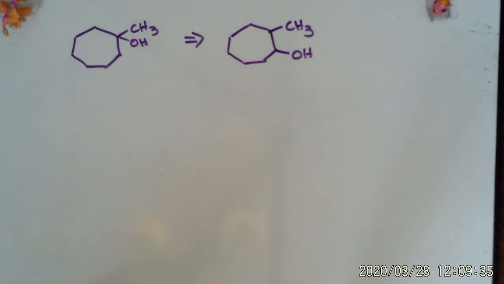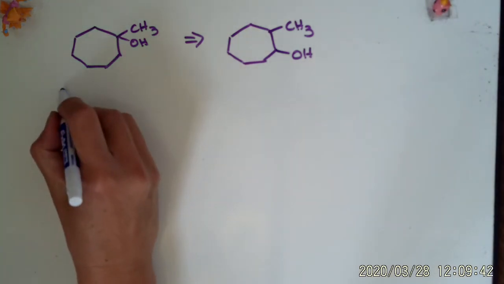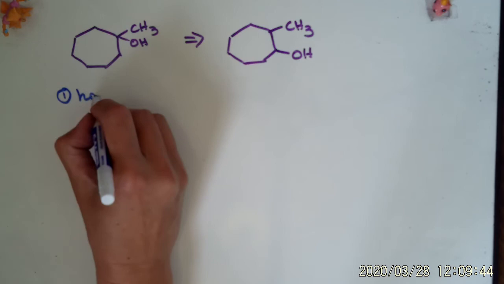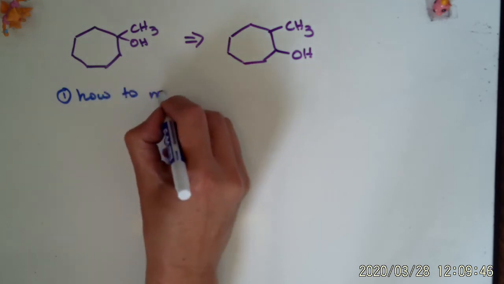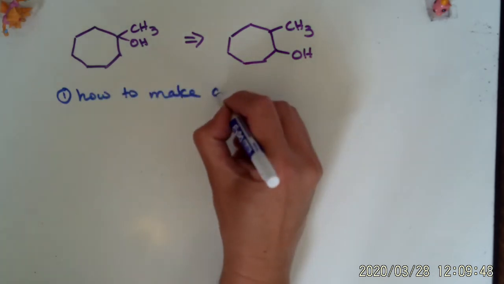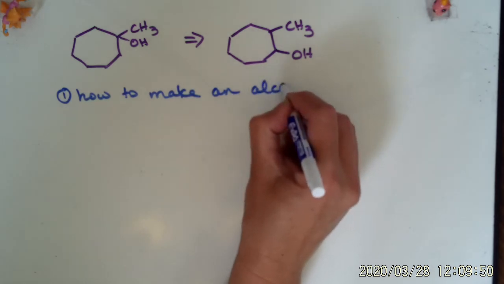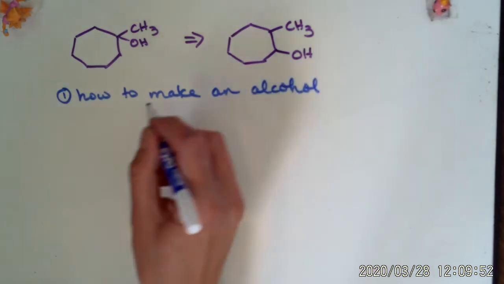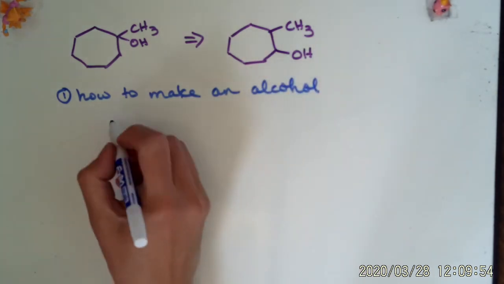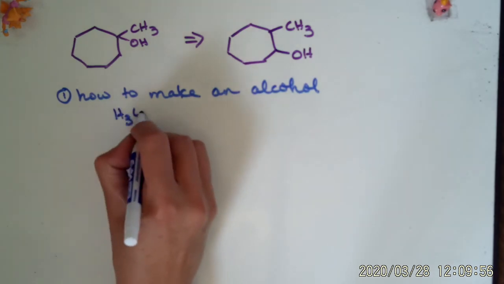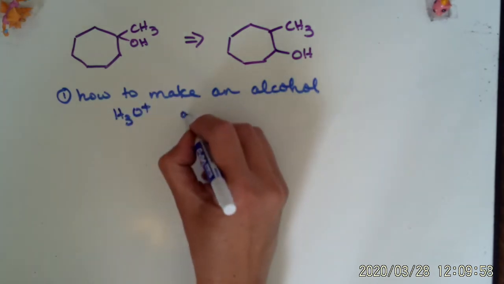Now, why did I choose to do that? Because right now, what we know how to do is we know how to make alcohols. Okay? So what are the ways? Let's work backwards. How do we make an alcohol? To make an alcohol, you have 3 ways. So, you can hydrate an alkene.